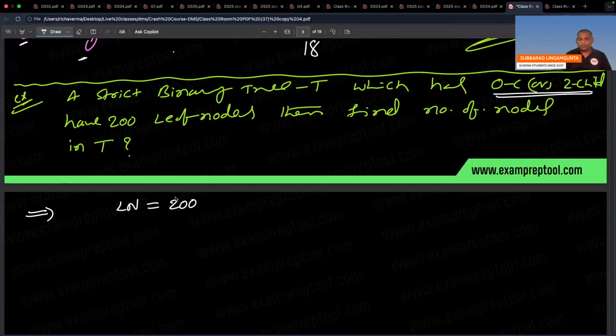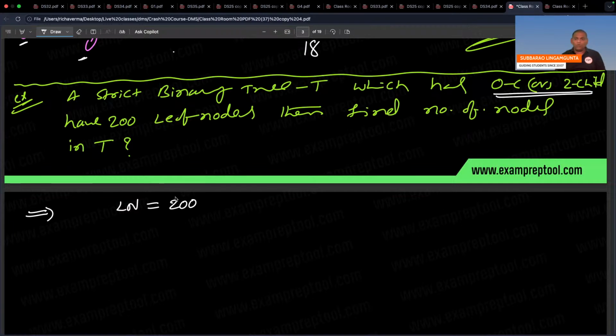So what is the answer? Leaf nodes are 200. Zero child or two child. There is no one child. So all internal nodes contain two child only. Please try to understand, right?